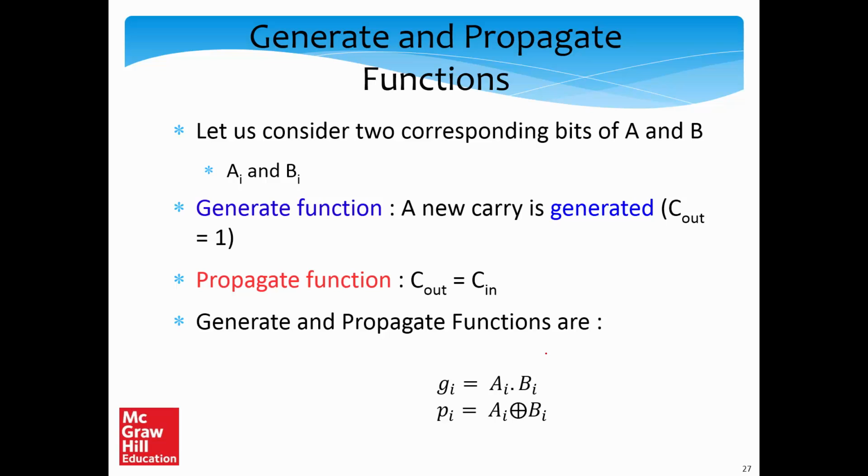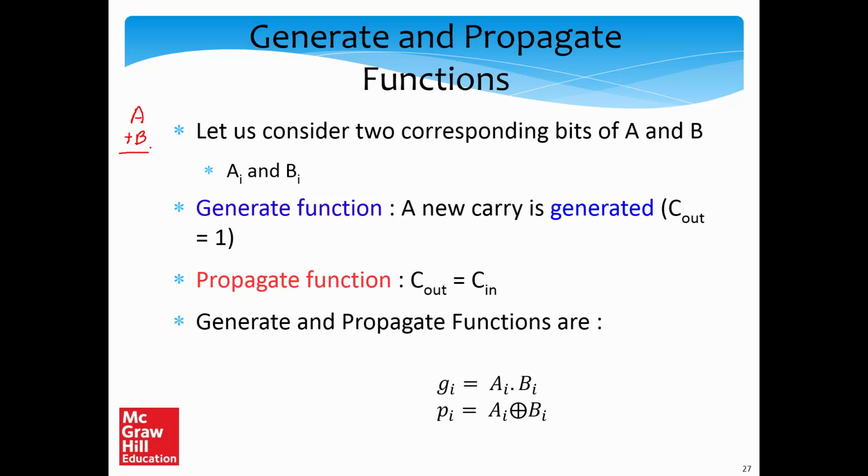So let's do one thing. We need to define a little bit of algebra before we actually proceed. Let us consider two corresponding bits of a and b. a and b are the two numbers that we are trying to add. We are trying to add a plus b, and both of them are n-bit numbers. Let's define a generate function. A generate function means that a carry is generated after the addition. So C out is equal to 1.